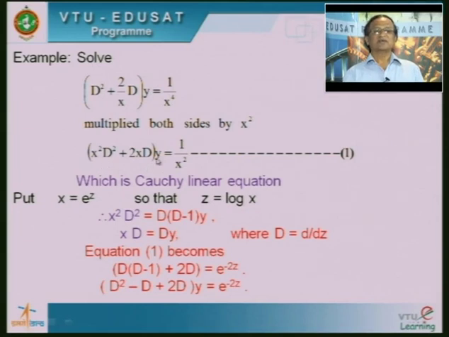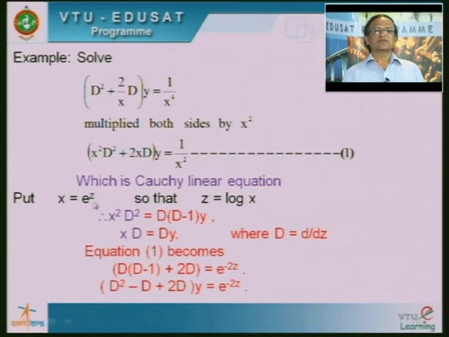Now, you can verify, is it a Cauchy-Euler equation? Okay, now it is a Cauchy-Euler equation, because the coefficient of d square is x square, the coefficient of d is x. So, clearly it is a Cauchy linear equation. The remaining procedure remains the same, meaning by using the method of substitution, I can convert this equation into a linear differential equation with constant coefficients.